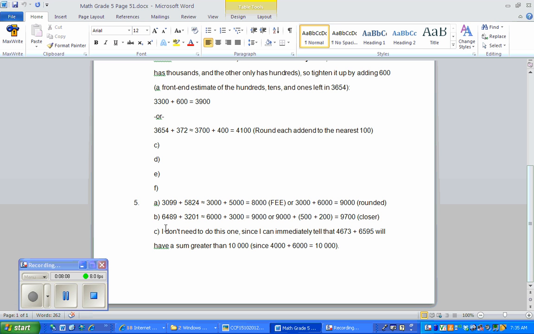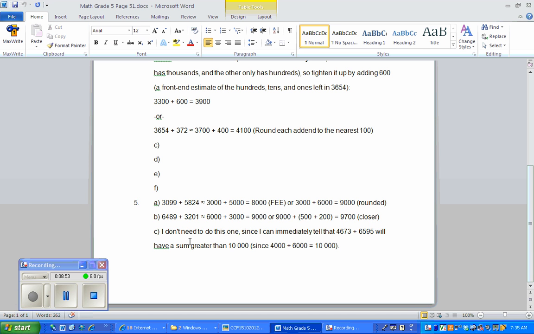For B, taking 6,489 plus 3,204, that is about 6,000 plus 3,000, which is once again front-end estimating. And then if I wanted to tighten that up to get a closer estimate, I would take that 9,000 that I started with, and I would round the 489 in the hundreds, tens, and ones, and the 204 in the hundreds, tens, and ones in the second addend to the nearest hundred each. This rounds to 500. And this rounds to 200. So 500 plus 200 is 700, and I'm going to add that to the 9,000 that I had in the first place, and I get 9,700, which is a much closer estimate than the really rough front-end estimate of 9,000.